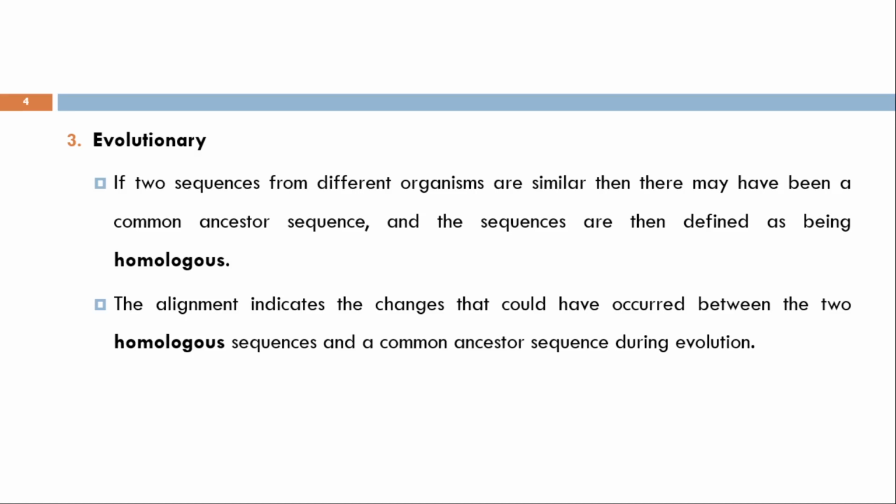The alignment indicates the changes that could have occurred between the two homologous sequences and a common ancestor sequence during evolution. If you do the alignment between two sequences, you can definitely track, during the course of evolution, where the changes are, where the mutations are, maybe substitutions, matches or mismatches, right? The insertions or deletions, so that you can track.